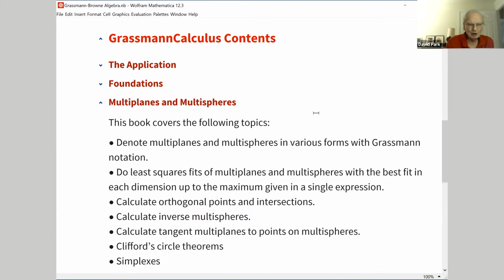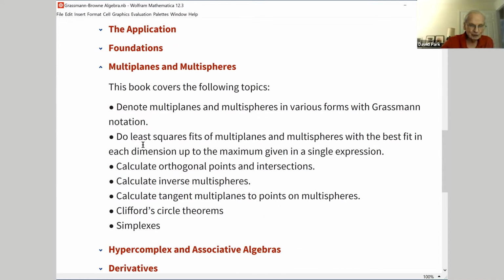The second book, Multiplanes and Multispheres, was an interlude, so to speak. It will denote multiplanes and multispheres in various forms with Grassmann notation, which is quite handy because you can do a lot of things with notation. But it has a number of routines that Mathematica also has, but with a nicer notation. So it will do least squares fits of multiplanes and multispheres to a set of points with the best fit in each dimension up to the maximum given in a single expression. It will calculate orthogonal points and intersections. It will calculate inverse multispheres.